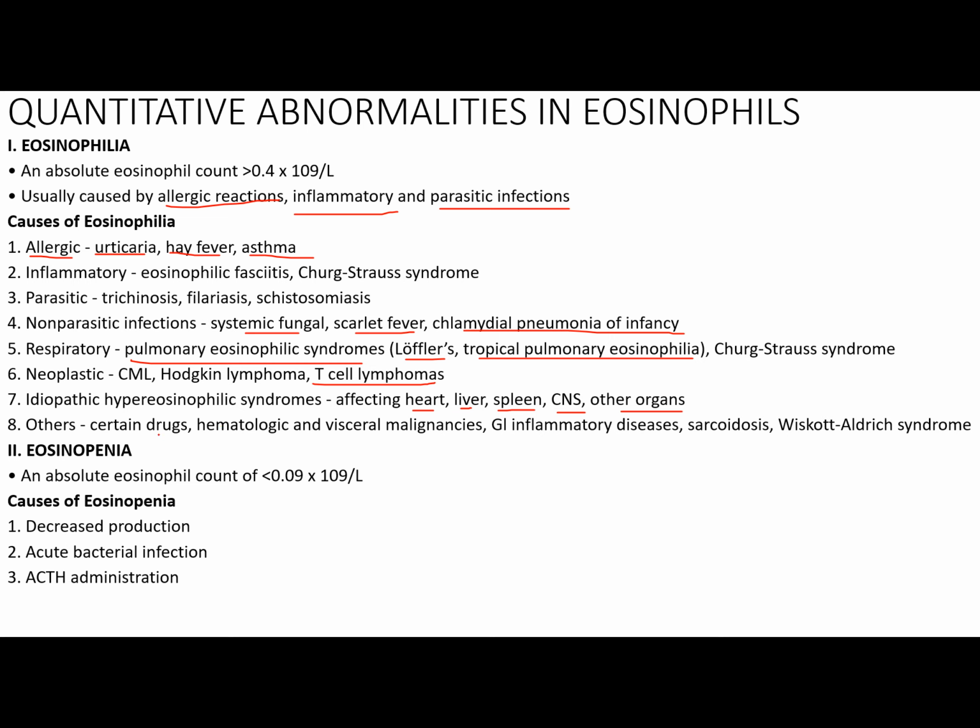Other possible causes would include drugs, hematologic and visceral malignancies, gastrointestinal inflammatory diseases, sarcoidosis, Wiskott-Aldrich syndrome. Then you have your eosinopenia. This is an absolute eosinophil count of less than 0.09 times 10 raised to the 9 per liter. Causes would include decreased production, acute bacterial infection, and ACTH administration.